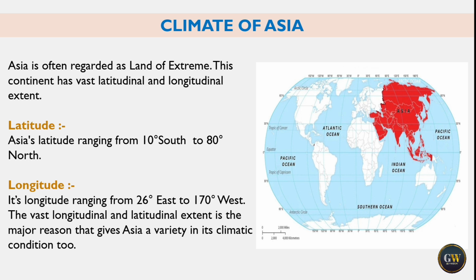The continent of Asia is located in the northeastern hemisphere of the globe, and from 10 degrees south of the equator, this is the southernmost tip of Asia, and in the north to the 80-degree northern latitude, this is the northernmost tip of the Asia continent. And if we talk about its longitude, it starts from the 26th degree east of the prime meridian to 170 degree west of the prime meridian. And this vast latitudinal extent is the major reason that there is a variation in its climatic conditions.